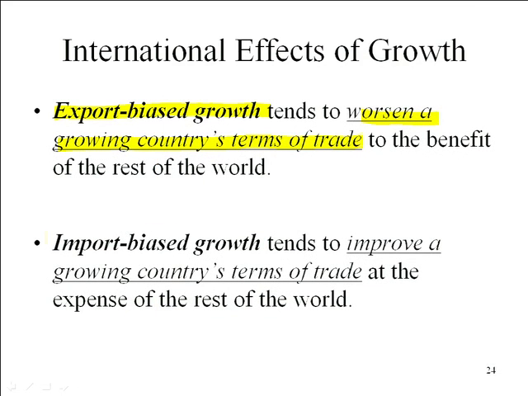Similarly, import bias growth will improve a growing country's terms of trade, and it does so at the expense of the rest of the world. In essence, what we're doing is we're substituting domestic production for some of our imported goods. And therefore, the price of imports on the world market are going to fall, and that means, again, the relative price of our exports, our terms of trade, have improved. So again, we're better off while the world is a little bit worse off.